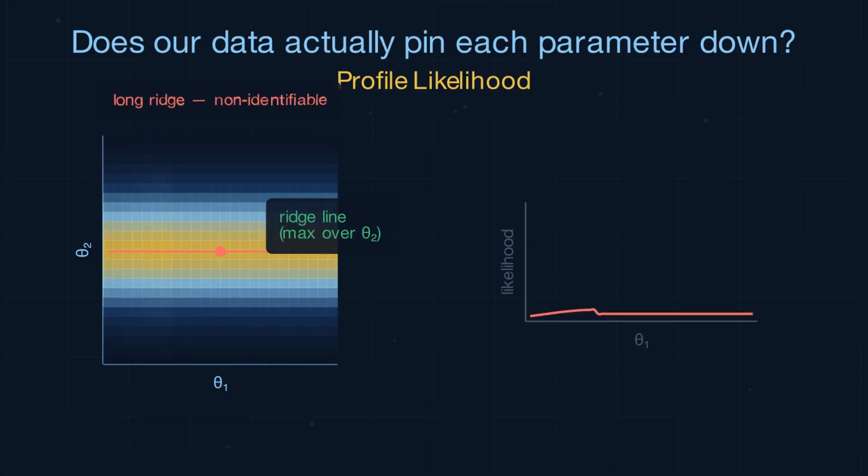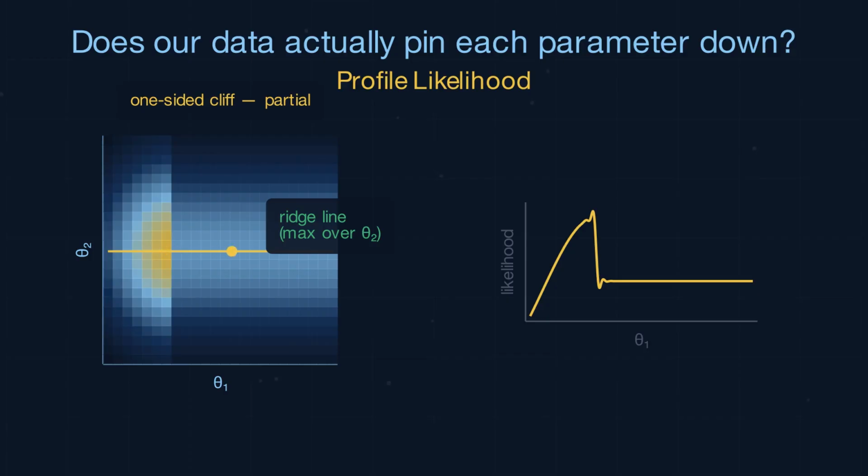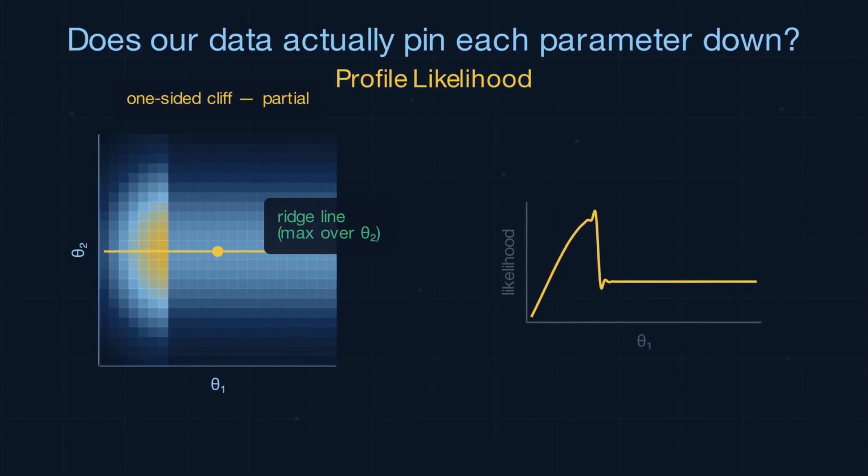The shape of the profile is the identifiability verdict. And it comes in 3 archetypes. Archetype 1. A rounded peak in the landscape. The ridge sharply descends on either side, so the profile is a sharp single peak. The data has pinned the parameter down. This is an identifiable parameter. Archetype 2. A long ridge in the landscape, extending in the θ1 direction. At every θ1, the maximum over θ2 is roughly the same. The profile is flat.